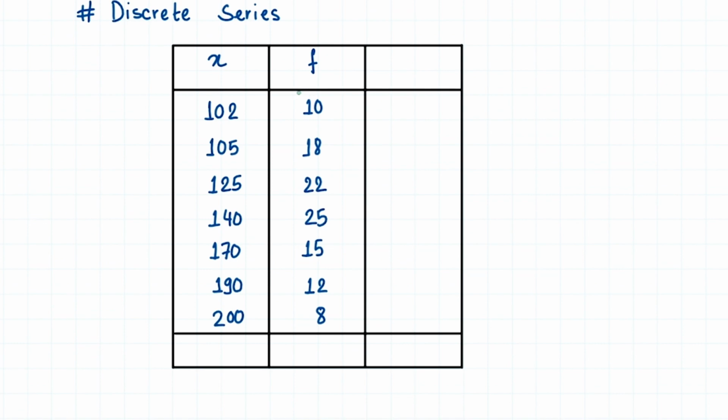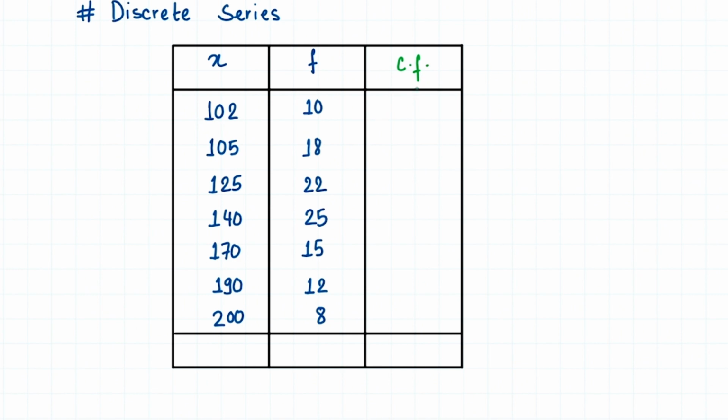Now let's look at a discrete series. Let's say we have our data like this. So we have our discrete data. So the first step to find the median of this discrete data is, first you need to make this extra table. Here what we're going to do is we're going to write a CF. Okay, this CF means cumulative frequency, and we are going to fill this table with the cumulative frequency.